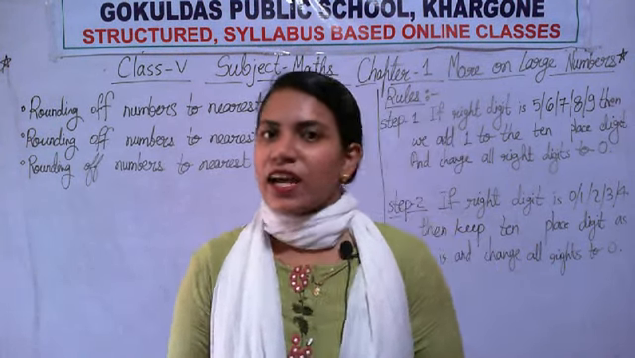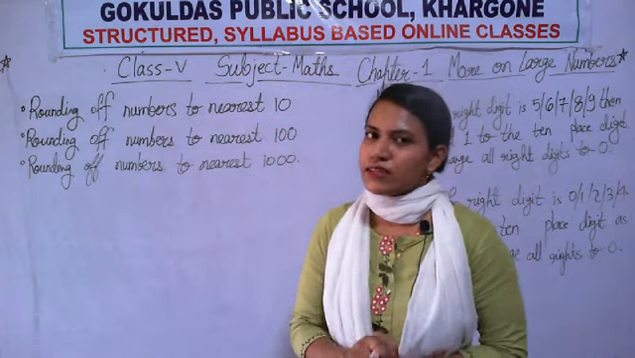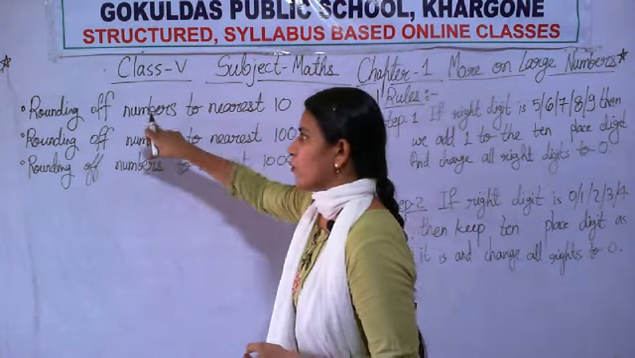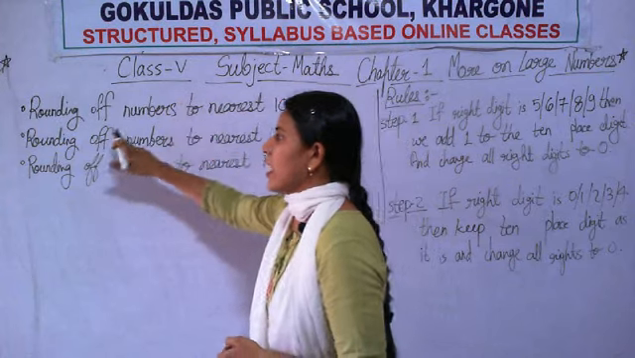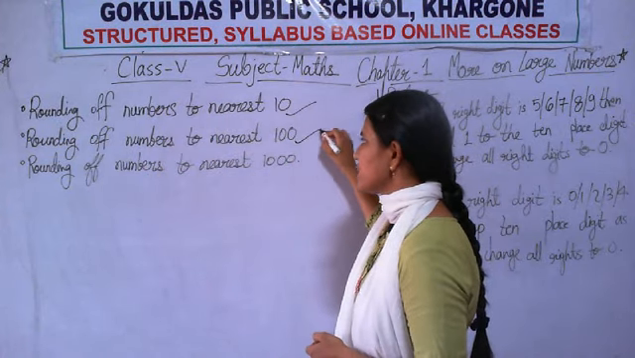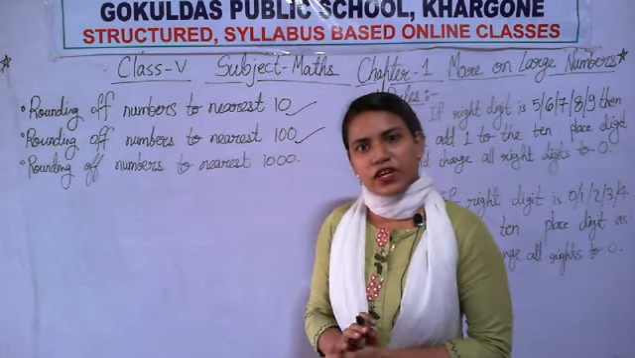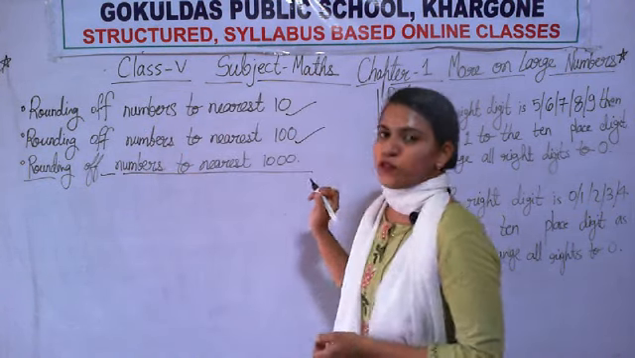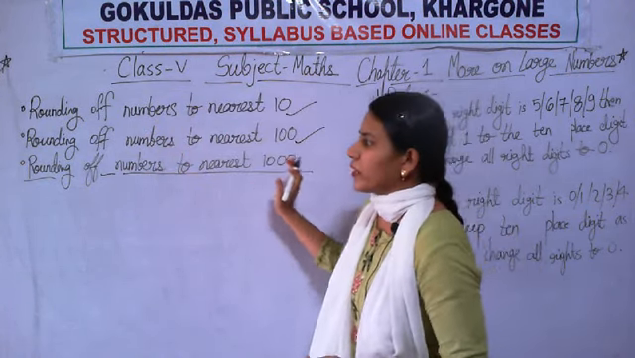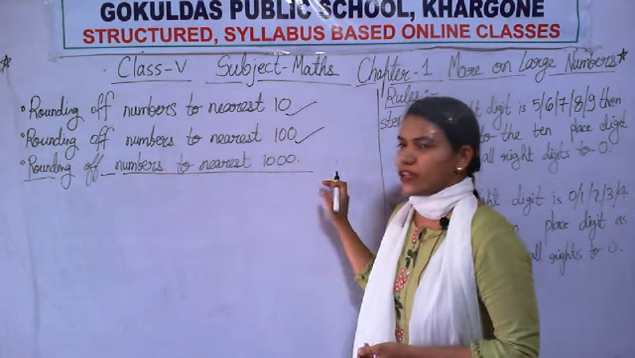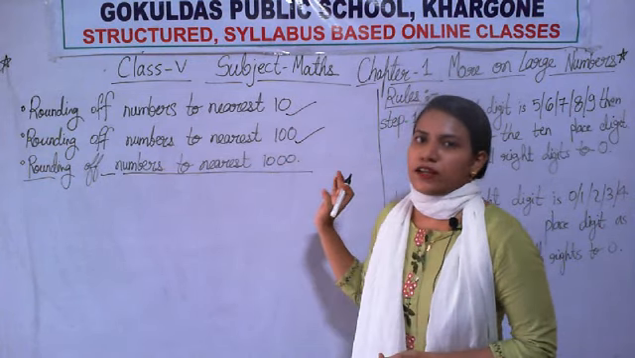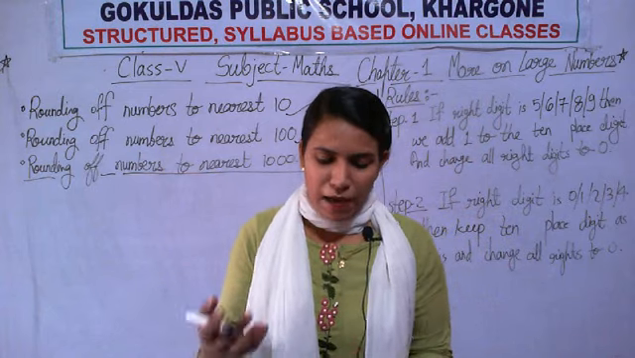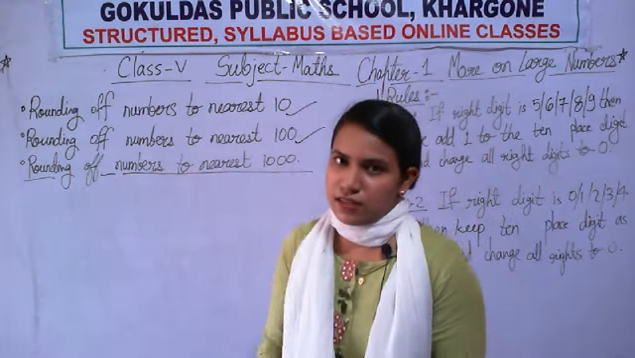Okay. Let's begin our lecture. In previous lectures, we have done rounding of numbers to nearest 10 and rounding of numbers to nearest 100. In today's class, we will learn rounding of numbers to nearest 1000. Our today's topic is rounding of numbers to nearest 1000. Before starting today's topic, I am recalling the previous concept, okay?